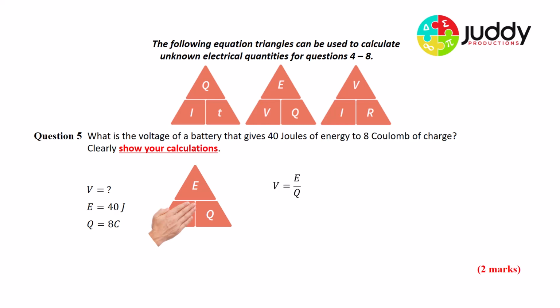Let's now substitute and solve. E was 40, Q was 8. 40 divided by 8 gives me 5. So the voltage in this equation is 5 volts.